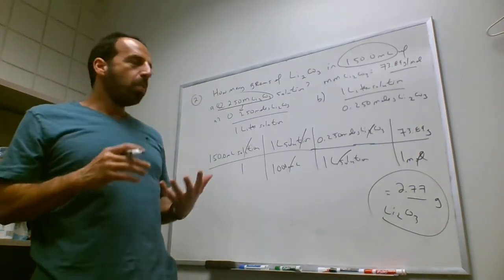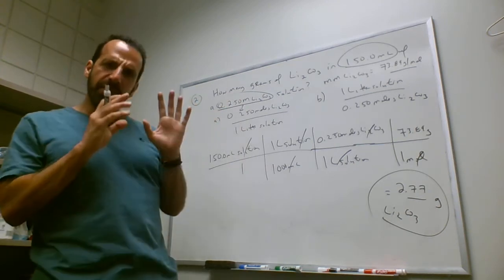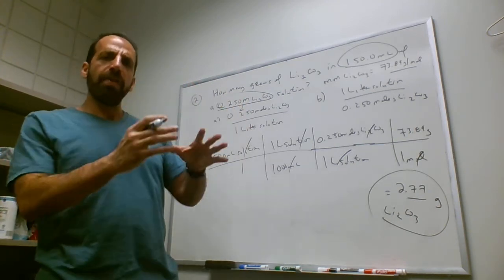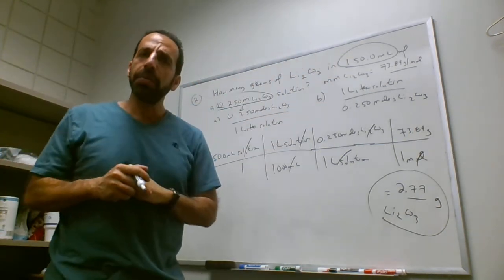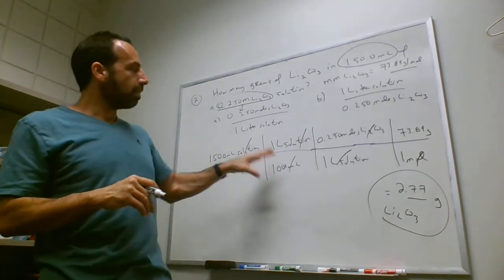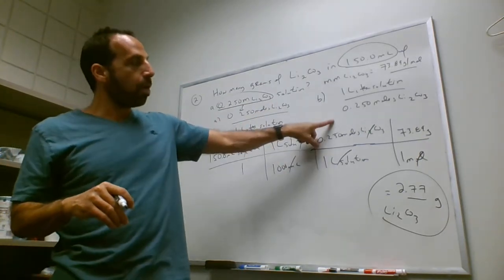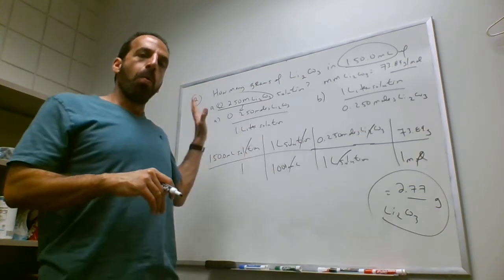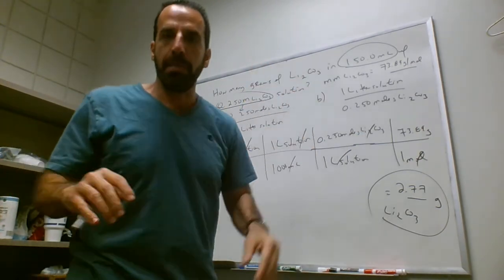So again, when you're doing these, don't write down the concentration first. Use that as a unit factor. The only other number I had was 150 milliliters, so I wrote that down first, converted to liters, went from liters to moles, and then moles to grams. Again, work it out step by step.